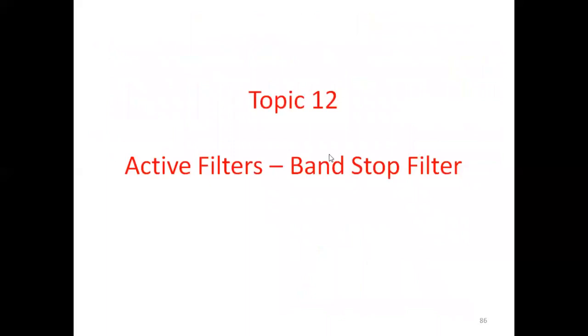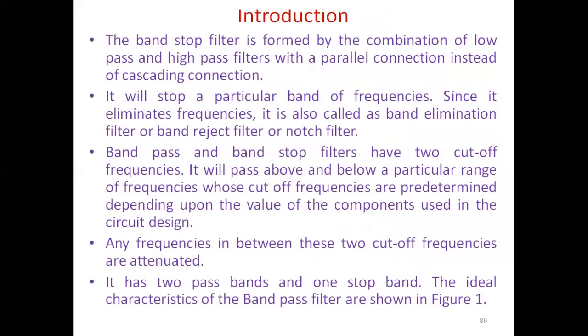Next, we will go to the topic band stop filter under the same category, active filter. The band stop filter can be constructed in a similar manner by combining the low pass filter and the high pass filter. Only change is parallel connection will be done in the place of the cascading connection. They will be connected parallel to each other, either with the op-amp or without op-amp. In such a case, this filter is called band stop filter. It is also called band elimination filter, band rejector filter, notch filter.